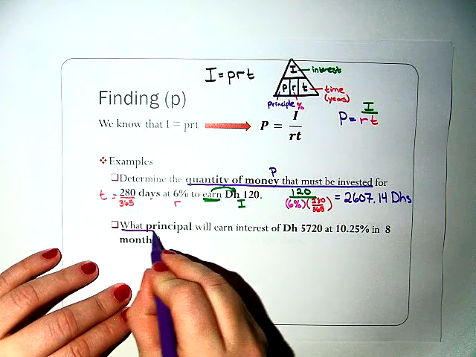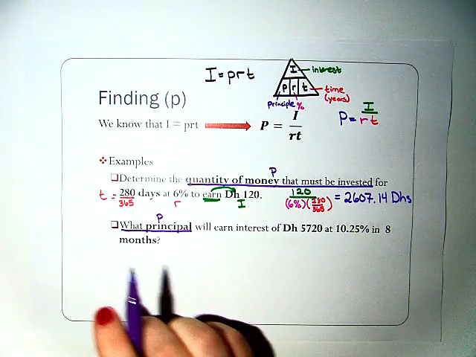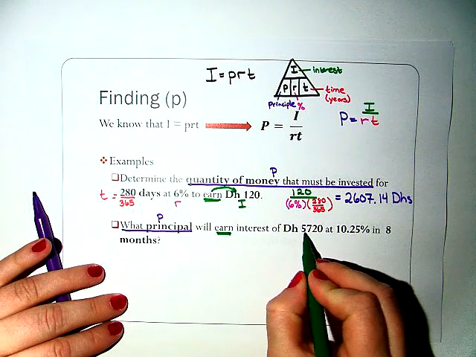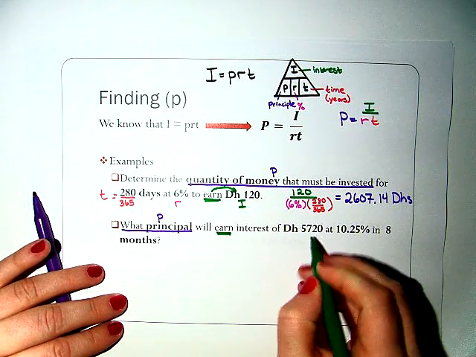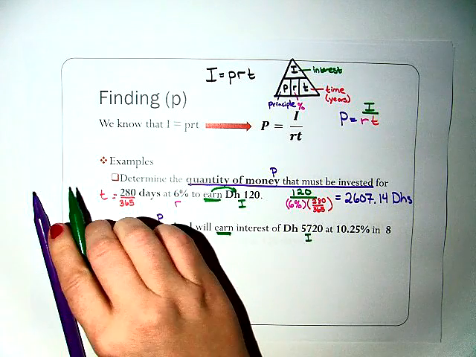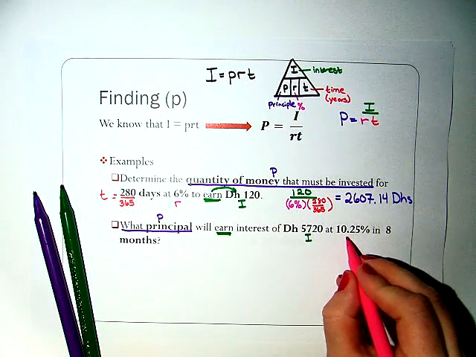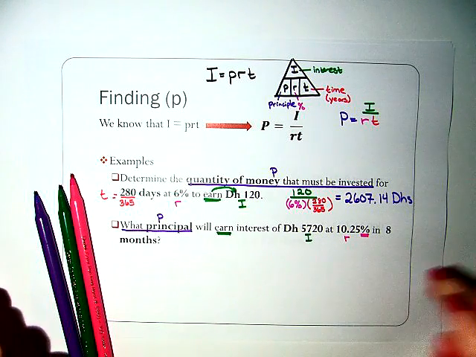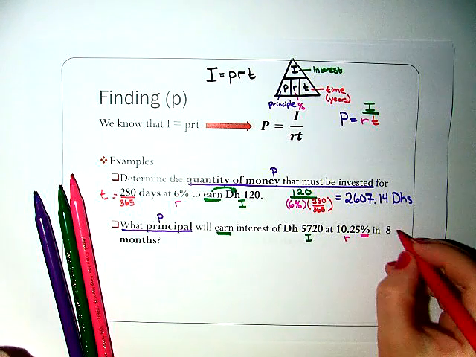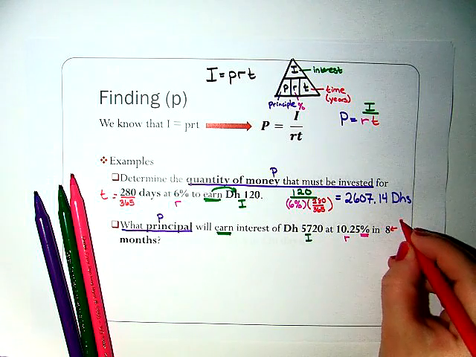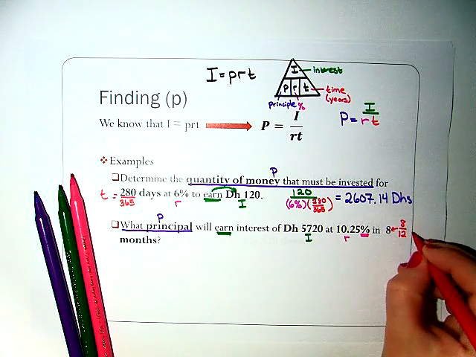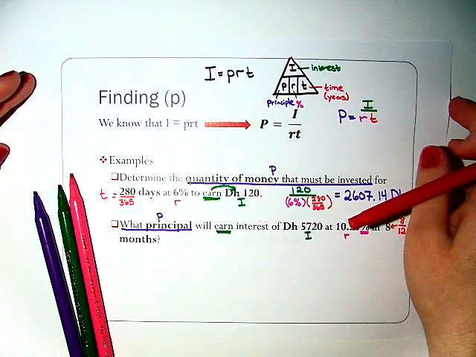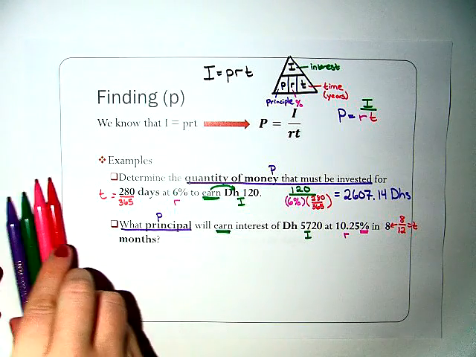Okay, so let's try the next one. What principal, so we know we're going to be finding P, will earn interest of 5,720? So that's my I, at 10.25%. That's very easy because the rate always has the percent sign. In 8 months. Instead of putting 8 months, I'm going to change this to 8 over 12 for my T, because remember, I always want it in years. So let's go ahead and solve this.